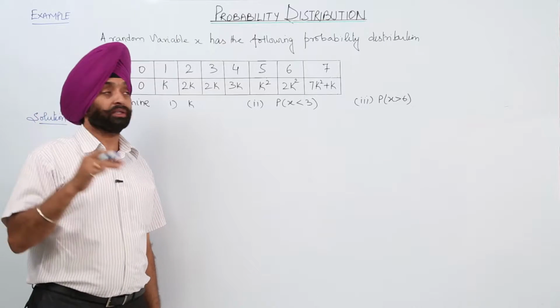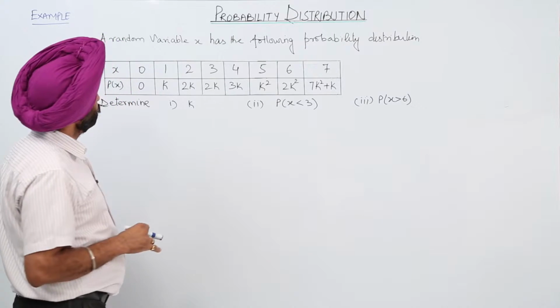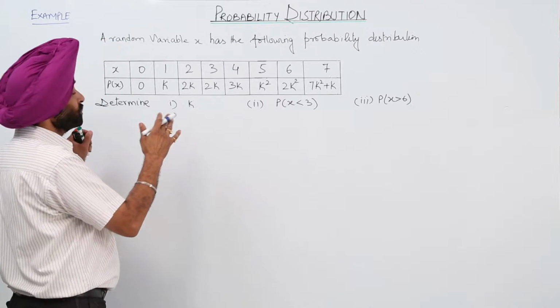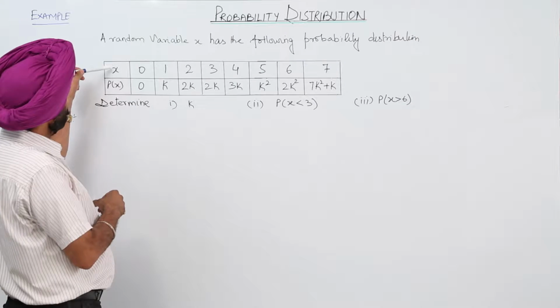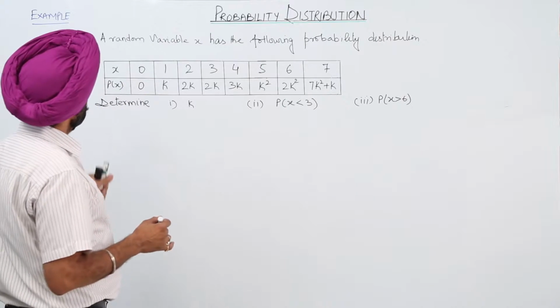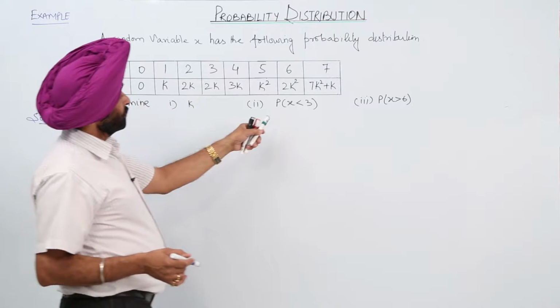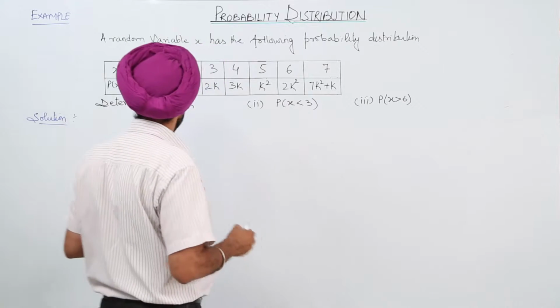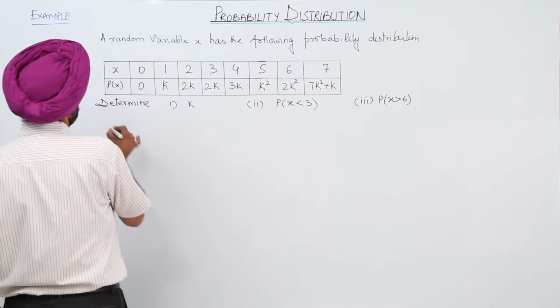Now, a very simple example. A random variable x has the following probability distribution. The probability distribution is already given, where x is the random variable and Px stands for the probability distribution. Determine k, P(x less than 3), and P(x greater than 6). Okay.